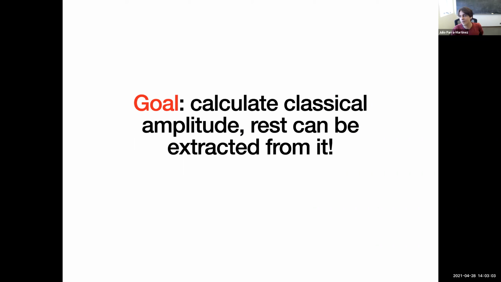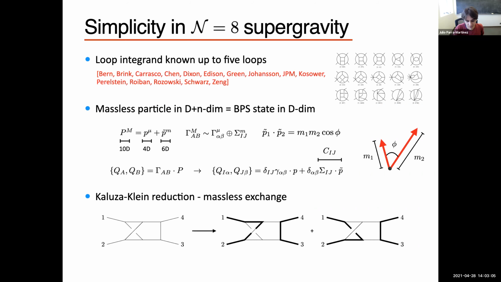It's always useful to work on toy models first, and we have a very good toy model, which is N equals 8 supergravity. So we know a lot about this theory. We know, for instance, the integrands for 4-point scattering amplitudes all the way up to 5 loops. And by doing a dimensional reduction, we can actually get scattering amplitudes for BPS black holes in this theory.